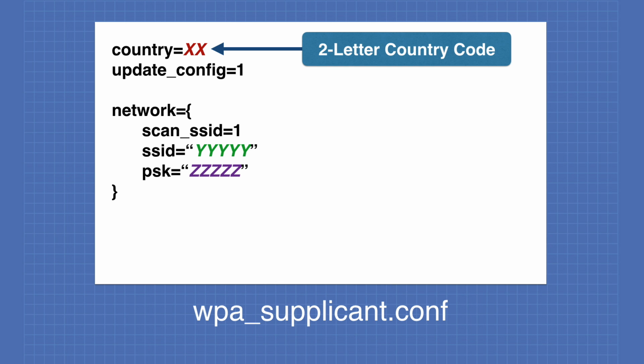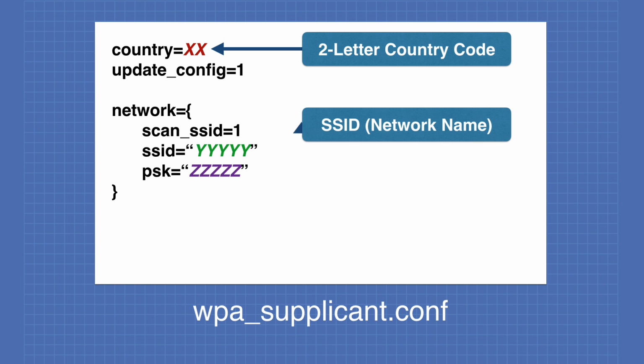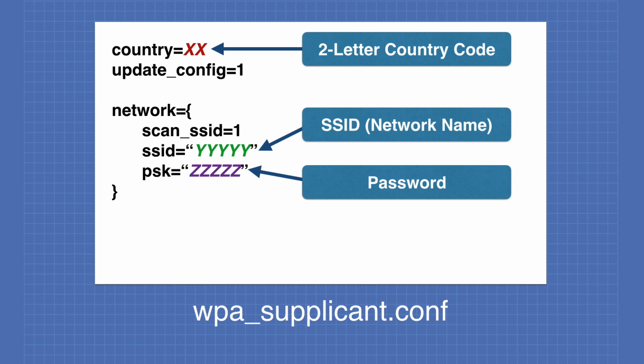Then on the network section, you will need to fill in the two items here: SSID, which will be the ID of your network, otherwise known as the network name, and PSK, which is your password. The password that you use to log into your Wi-Fi network needs to be inserted here. Keep in mind that both the SSID and the password need to be surrounded by double quotes, and that everything in this file is going to appear in plain text.